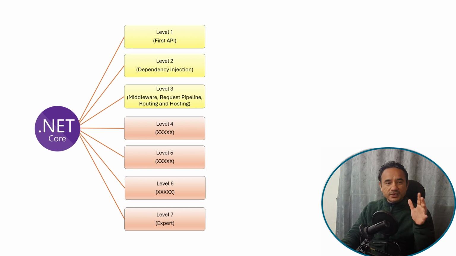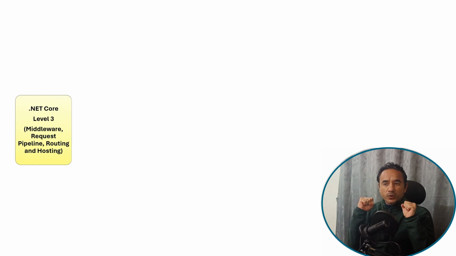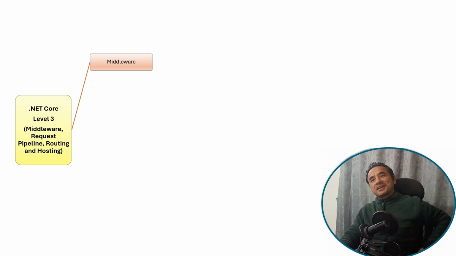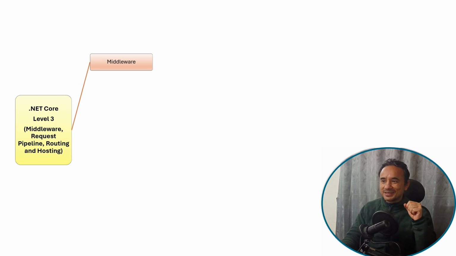Okay, great. Now let's continue with the roadmap. Here is .NET Core level 3, which has three things: middleware request pipeline, routing and hosting. First, let's start with middleware. Middleware is the backbone of the request pipeline in .NET Core. So you have the request pipeline, and many middlewares will be there. It is a series of components that handle HTTP requests and responses.